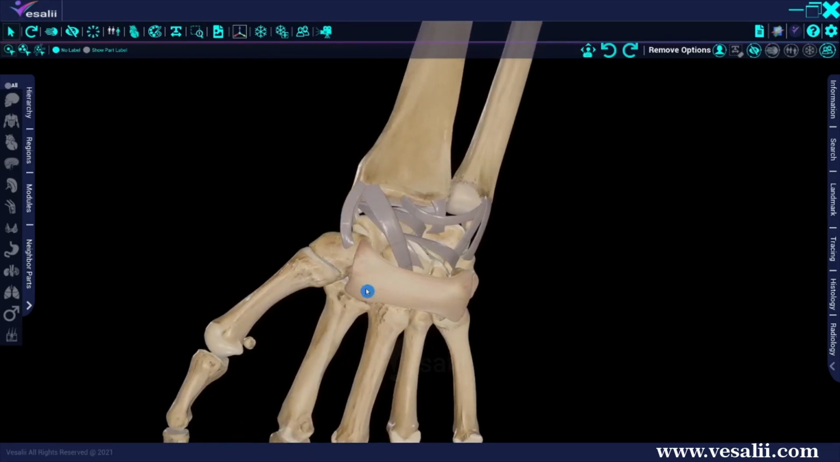The palmar radiocarpal ligaments are situated in the palmar aspect of the wrist, extending from the styloid process of the radius to the carpal bones. These ligaments are the radioscaphocapitate, the long radiolunate, the short radiolunate, and the radiotriquetral ligaments.